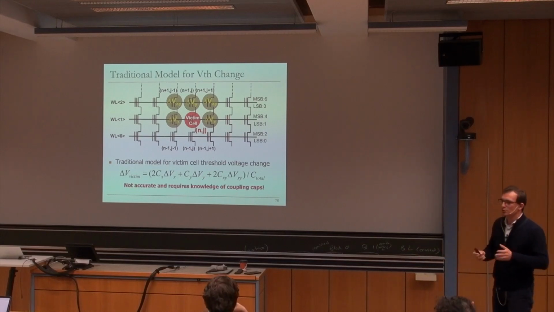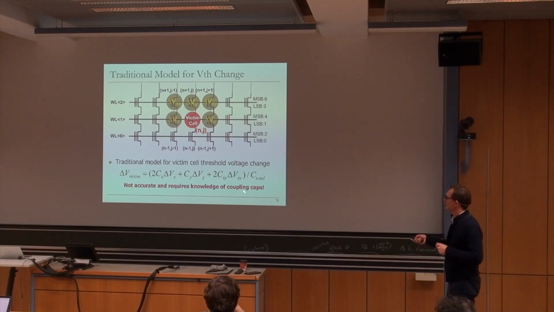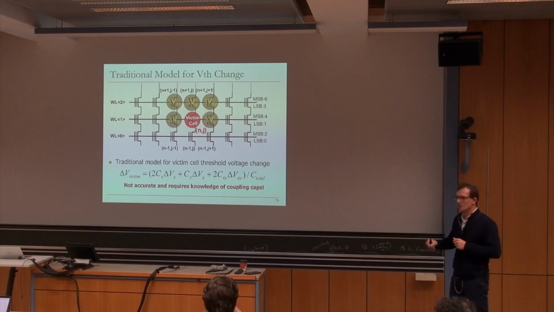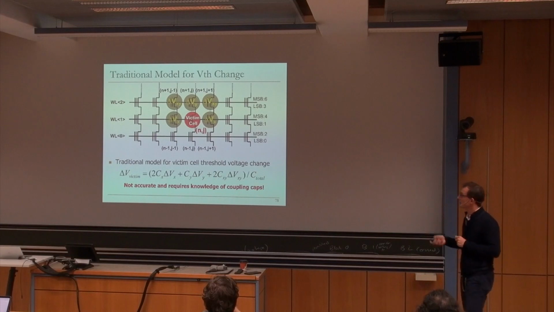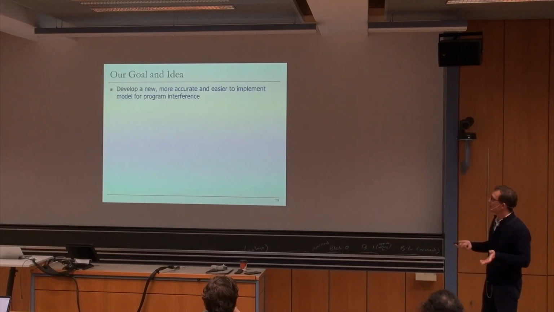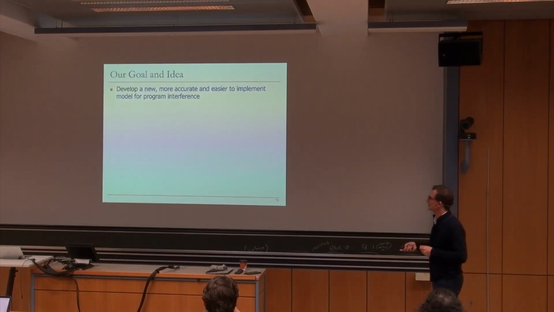Now it turns out this is usually not accurate and requires knowledge of these coupling capacitors. So it's very hard to implement in general. If you really know your chip very well, even then you may not know your coupling capacitances. So we wanted to have a more abstract model to do this. A new, more accurate and easier to implement model for program interference.